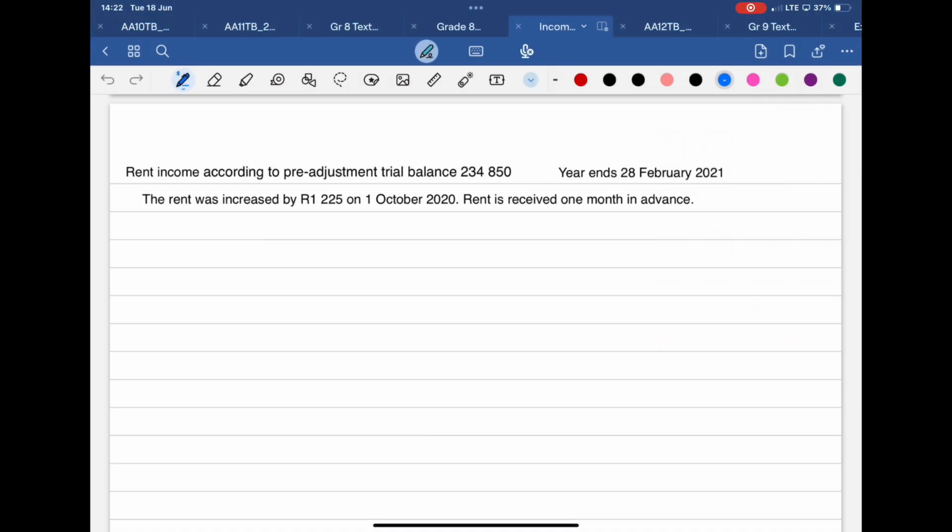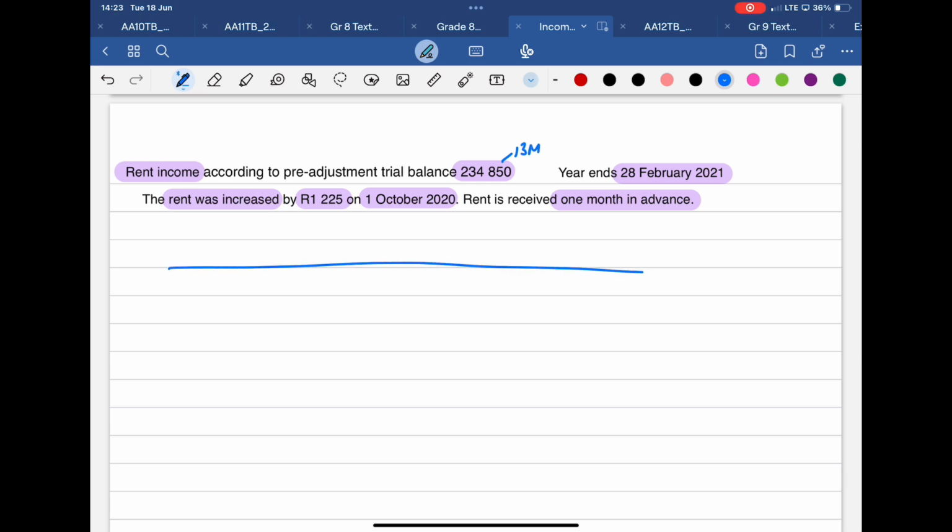Right, so this one we're doing rent income. Rent income according to the pre-adjustment trial balance is 234,850. The year ends 28 Feb 2021, and they say the rent was increased by 1,225 on 1 October 2020, and that rent is received 1 month in advance. So we've received 1 extra month, meaning the rent income they've given us is for 13 months.